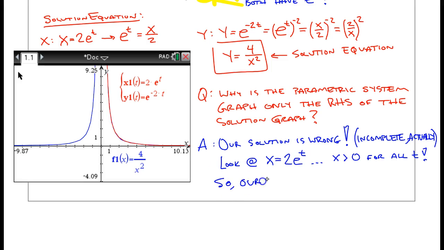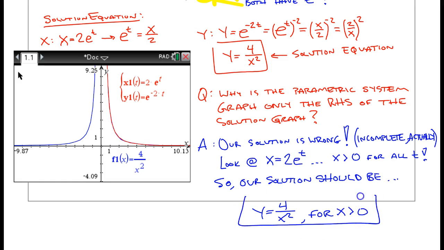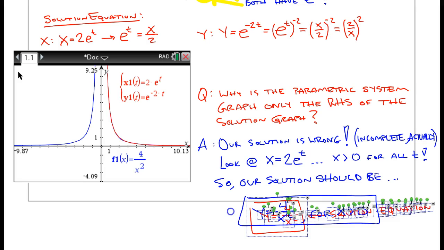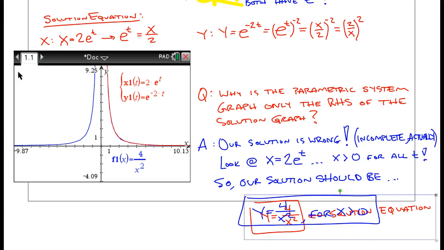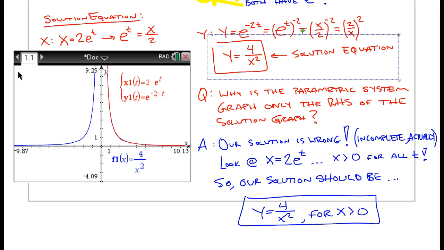So our solution should be y equals 4 over x squared for x greater than 0. Now that's our solution equation. So scrap what we had before and write this as our solution: y equals 4 over x squared, but we have to restrict our domain to x being greater than 0.